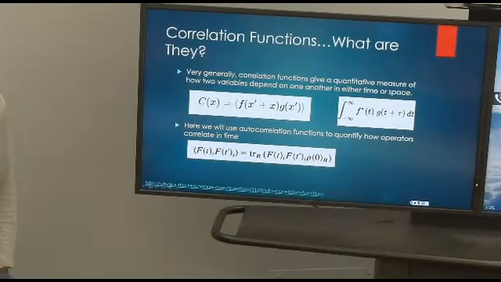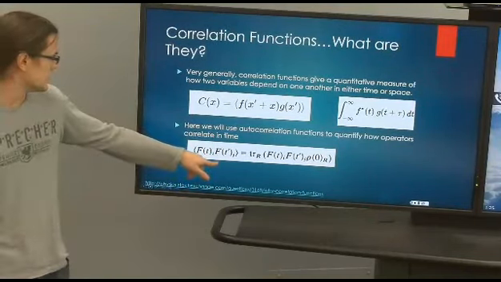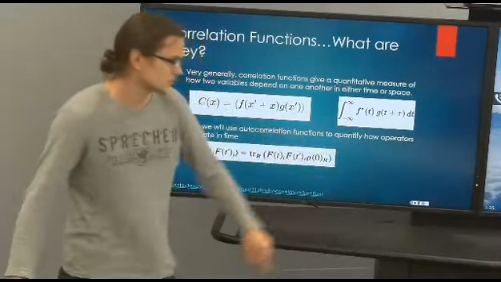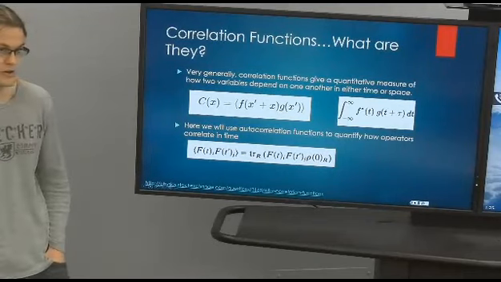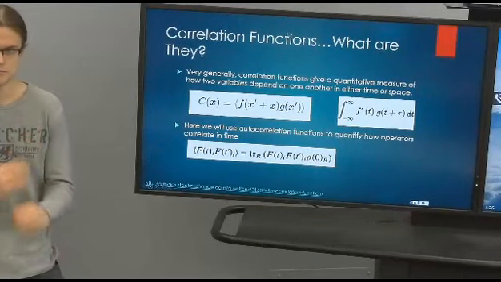You mean when F equals G? F equals G, right, when it is the same function. It's overlapping the same function through time. So that's why it's called an autocorrelation: auto meaning self.